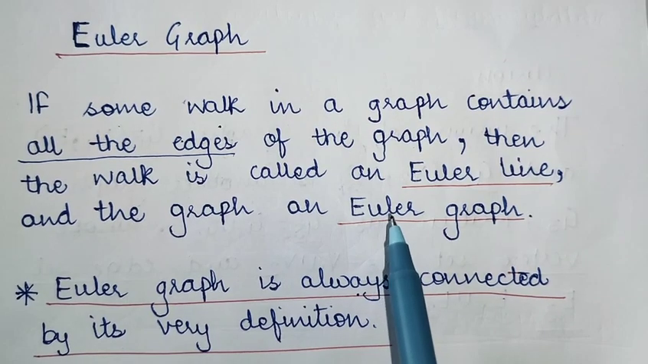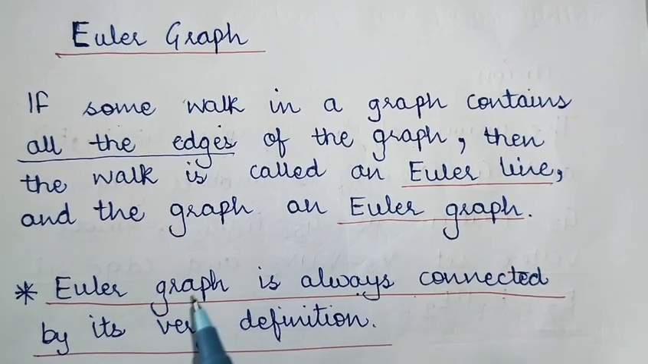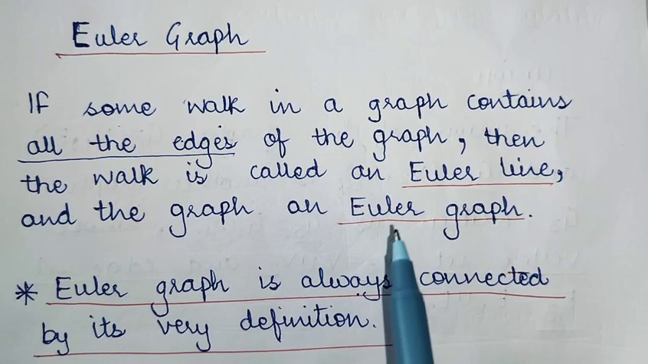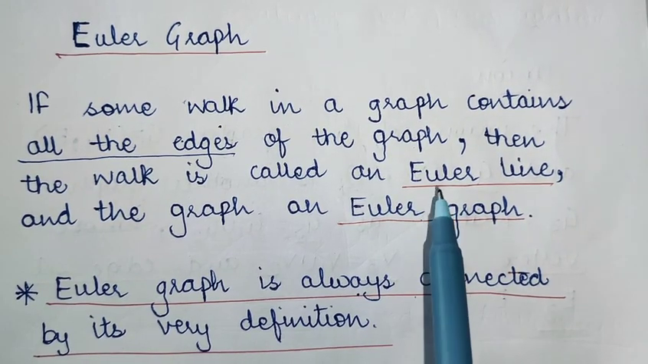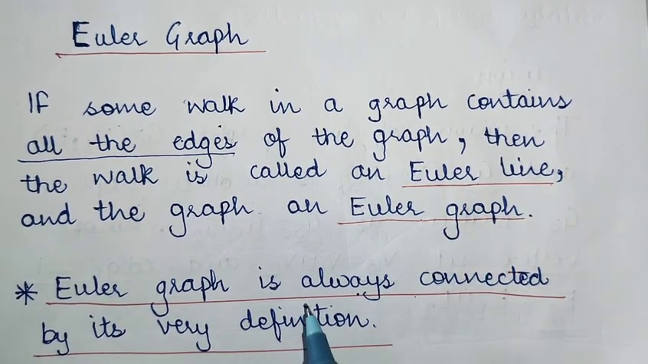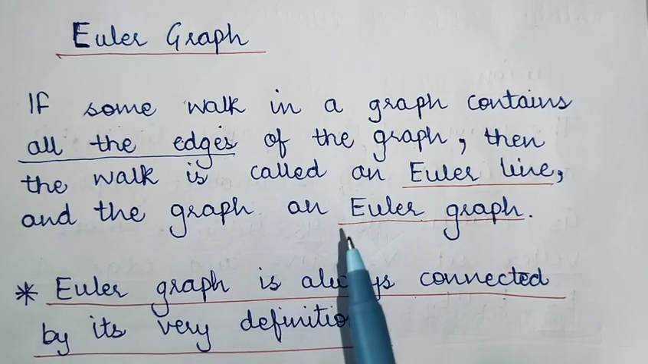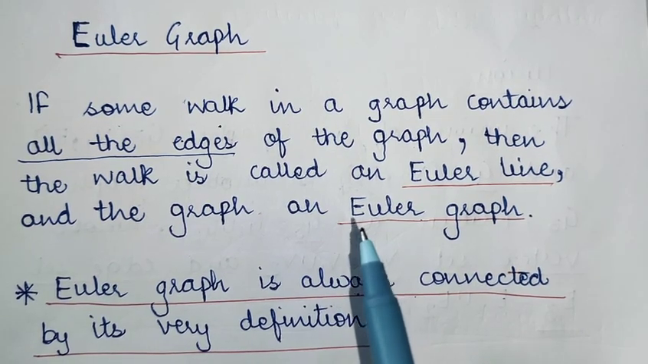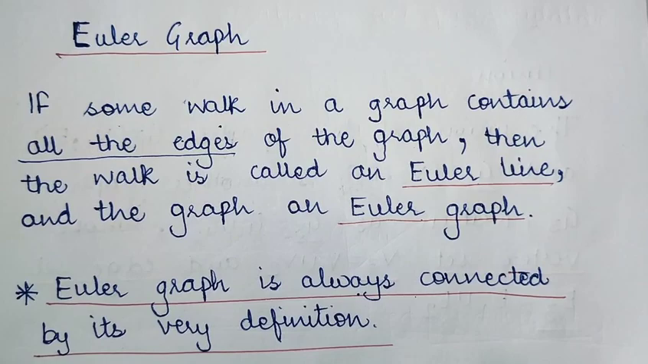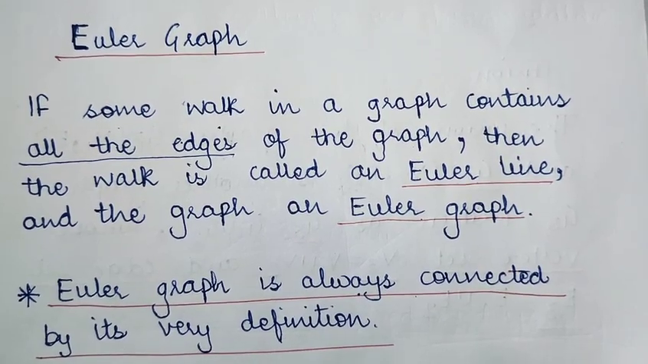Of course, if you're having a walk, then by the very definition an Euler graph is always connected, because the graph has a walk and that walk is an Euler line. So by its very definition, an Euler graph is a connected graph. You cannot find an Euler line in a disconnected graph.